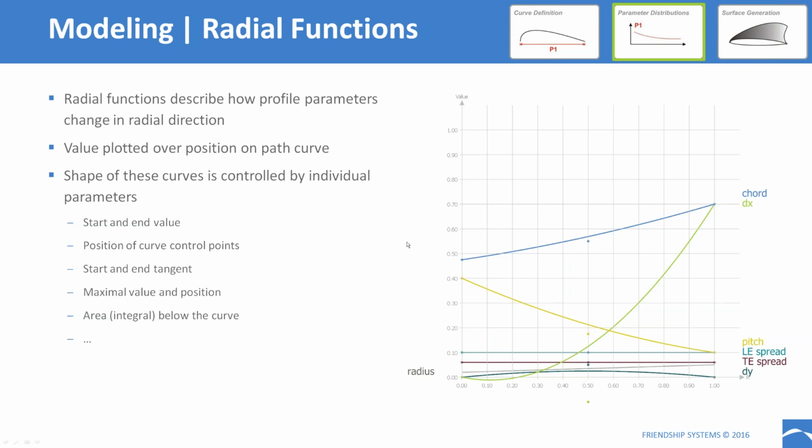Alternatively, we could also specify things like the tangent at the start of the curve or at the end, or if the curve has a maximum or minimum in the middle, we can specify the value and the position of this maximum or minimum, or we specify the area, so the integral below the curve. So many different types of parameters can be used to describe the shape of these distribution functions, and by controlling the distribution functions, we will finally have an effect on the surface. So if we want to modify our surface, we modify the parameters of these functions.